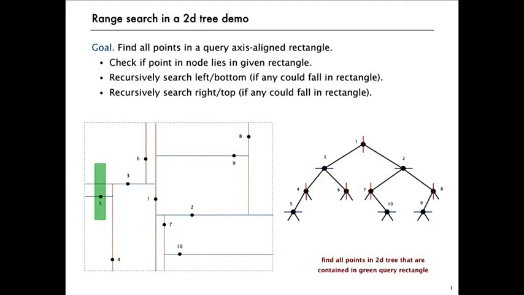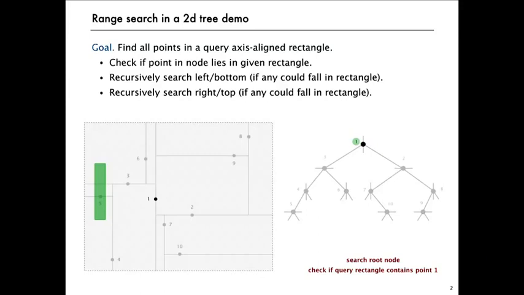All right, so we're going to try to find all the points that are contained in that green query rectangle. So first thing is to check if our rectangle contains the node at the root. In this case, it doesn't. So since it's to the left of the splitting line at the root, we only have to search in the left subtree. Now we search the left subtree. We're going to check if it contains 0.3. It does not contain 0.3, but now which subtrees do we search?